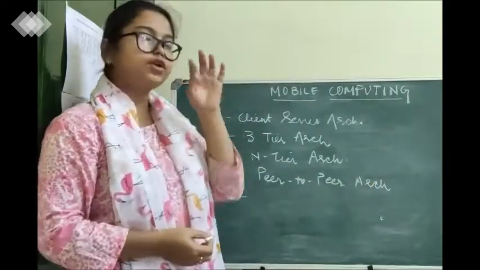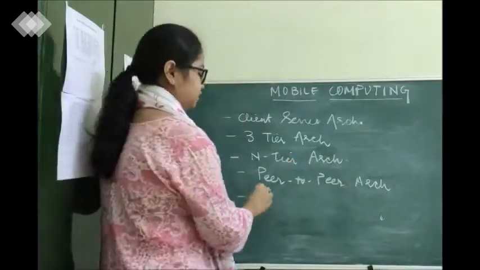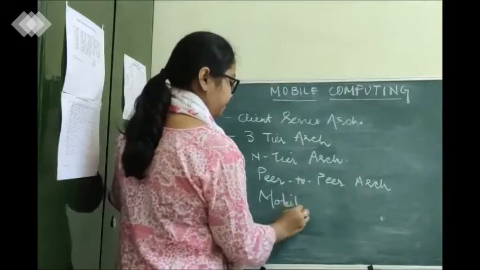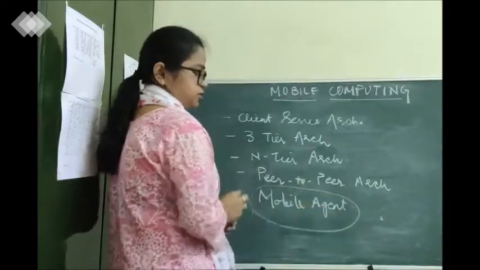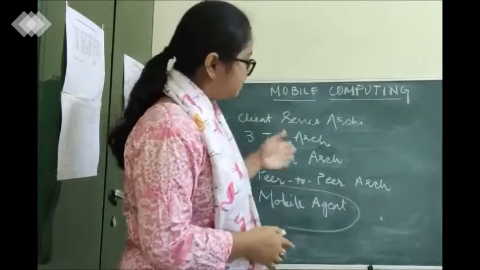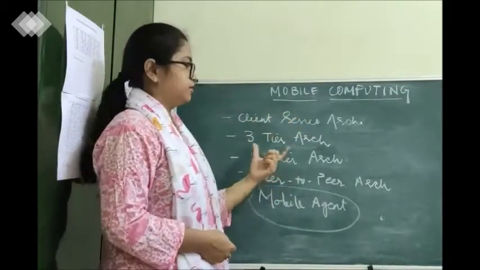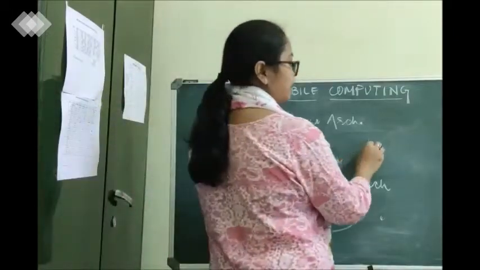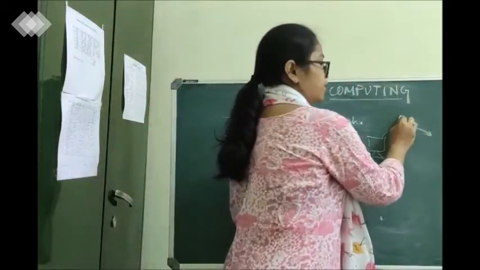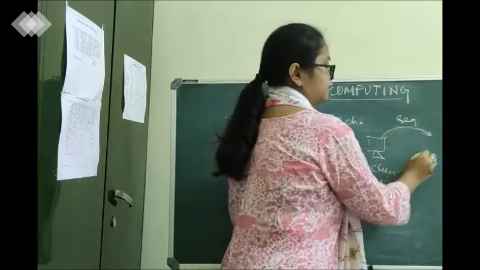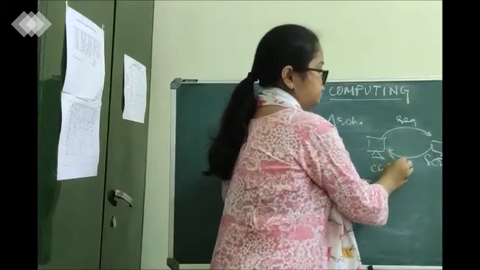Now, today we are going to talk about the last but very easy kind of architecture, which is mobile agent architecture. Now, what is a mobile agent architecture? See, in all these architectures, in client-server architecture or any other type, the basic was that we had a client which was requesting for service, and there was a server which was providing service, or we can say it was giving some response.